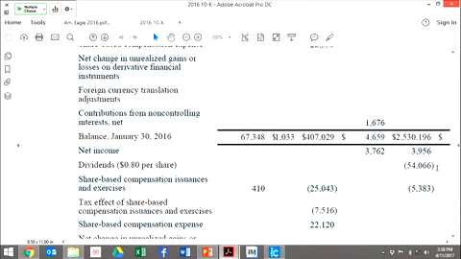What is the 54 million negative? What does that 54 million negative represent? Guys, what does the 54 million negative represent? It says it. Just say it out loud. Dividends. Dividends, 54 million. Is that something you normally see in stockholders' equity? Yes or no? Yes.